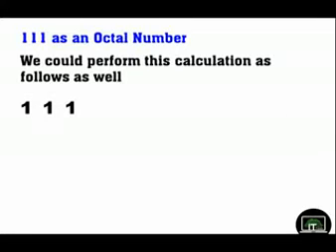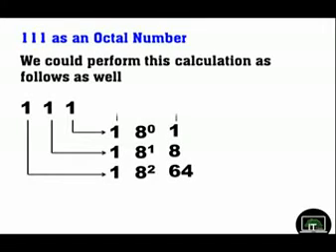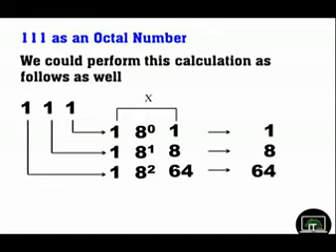We can do this the second way as well. We write it down, we write the positional values, we get the real values. Then we multiply these two together. We get the final values 1, 8, 64. Then we add them together.